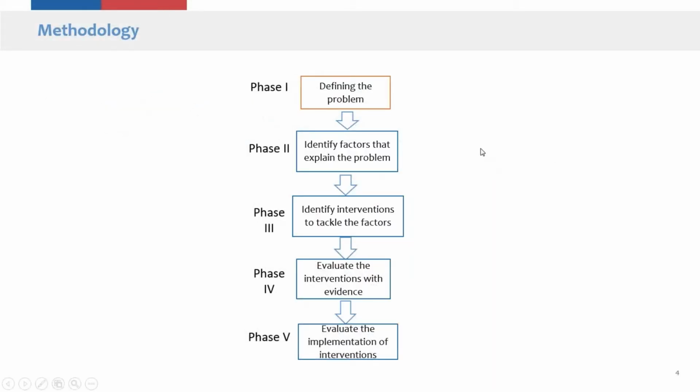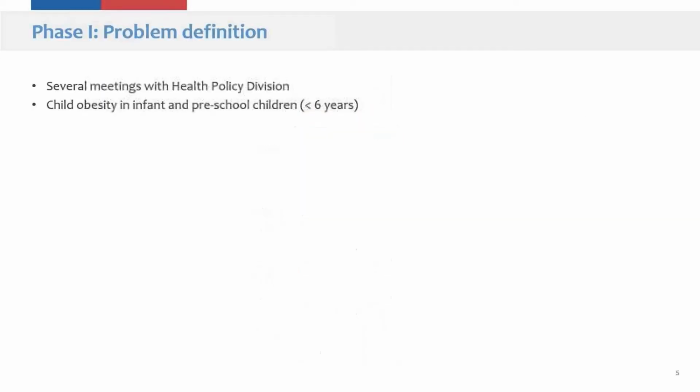The methodology of this process had five phases. The first was to define the problem. What was the problem? For this, we had several meetings with the Health Policy Division, where we agreed that the problem we wanted to target was child obesity, with a cutoff of preschool children younger than 6 years old.